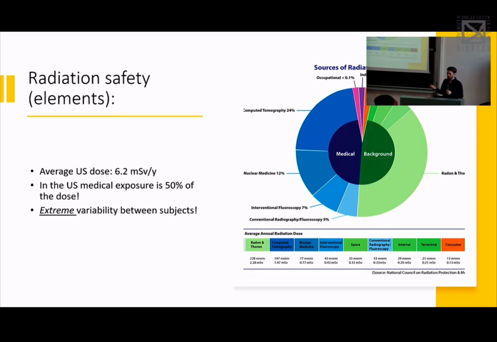You get many from cosmic rays, which are much more if you travel by plane, of course, because there is less shielding. And then you get all of the radiation from medical imaging and occupational and industrial exposure, or from, let's say, radiation pollution, which is pretty rare. So I said the average is 6.2.